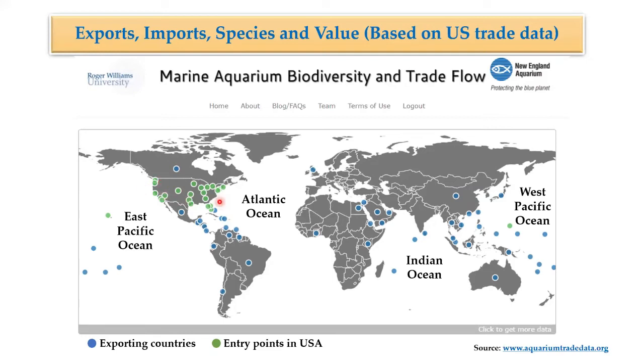because the US is the only nation where no export is possible, because you are not allowed to collect any reef fishes from the US water. You can see only the green marks in the US coastal lines. These are all the import points, and we have the blue points where it's outside the US. These are all the export nations where they are collecting fishes from their own nation and then sending to the US for imports.